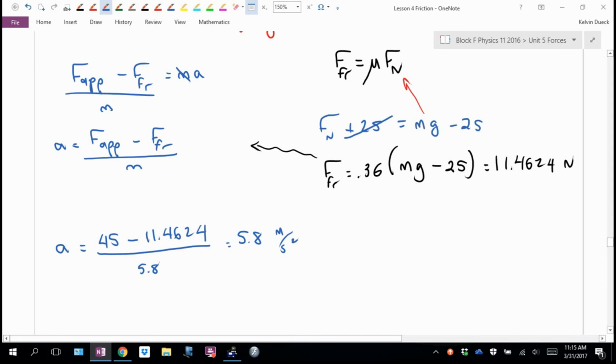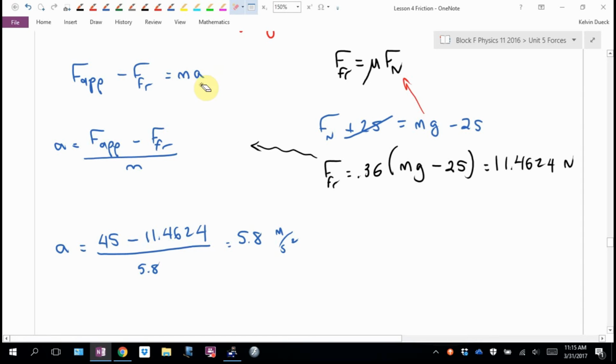Sarah, what if I completely reversed this question? What if I gave you the acceleration, this number, and asked you to find how big the applied force had to be? In this equation right here, how would you get the applied force by itself? Add friction. That's fair game as far as I'm concerned.